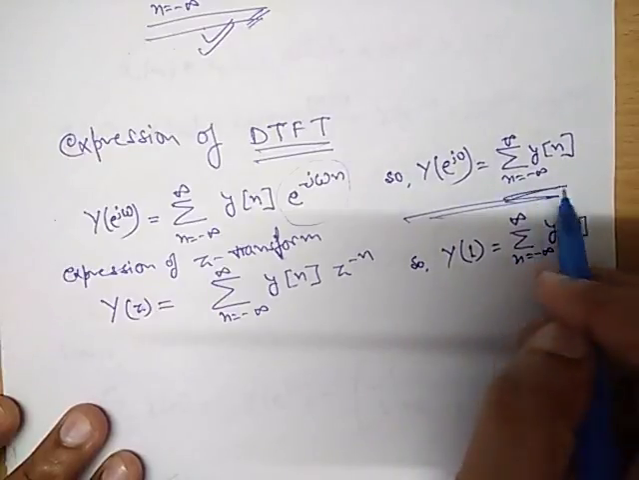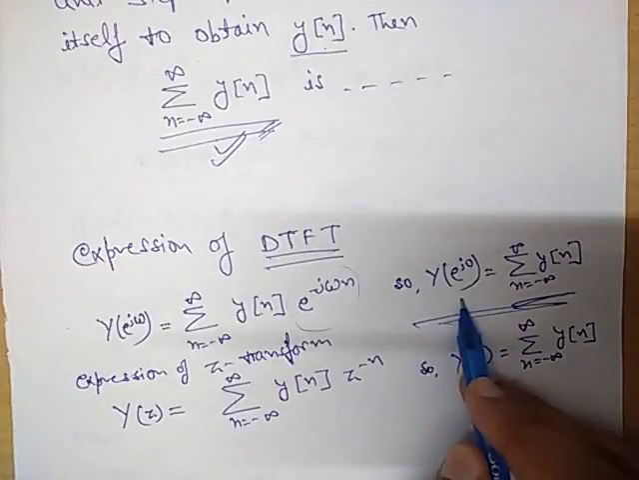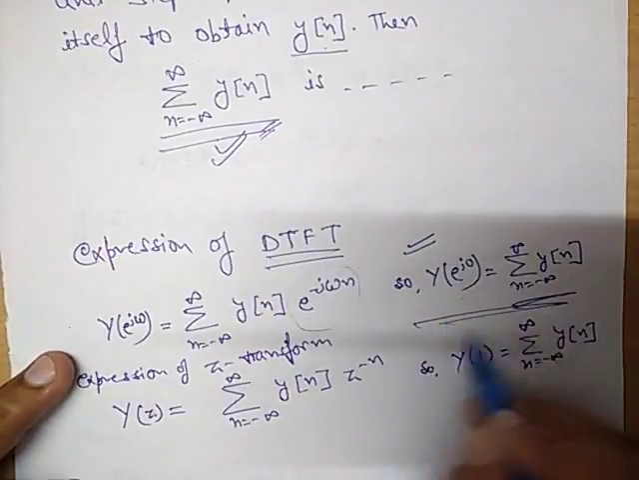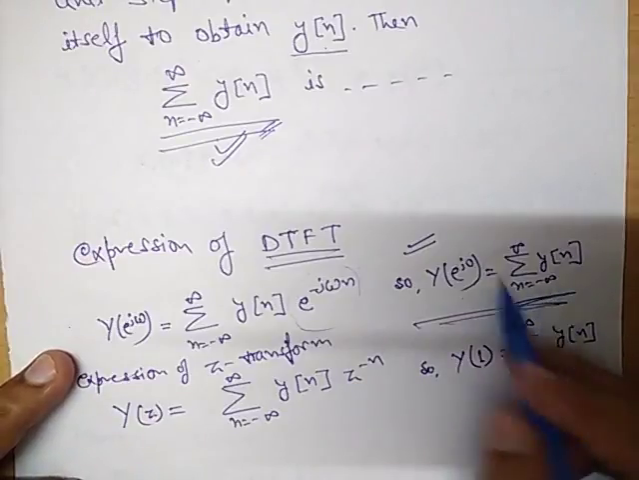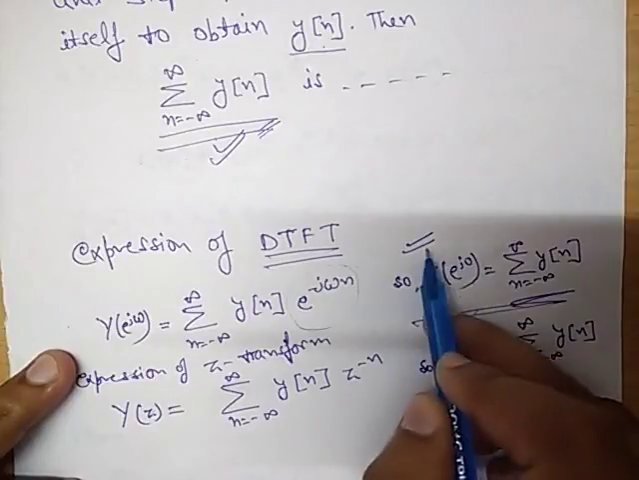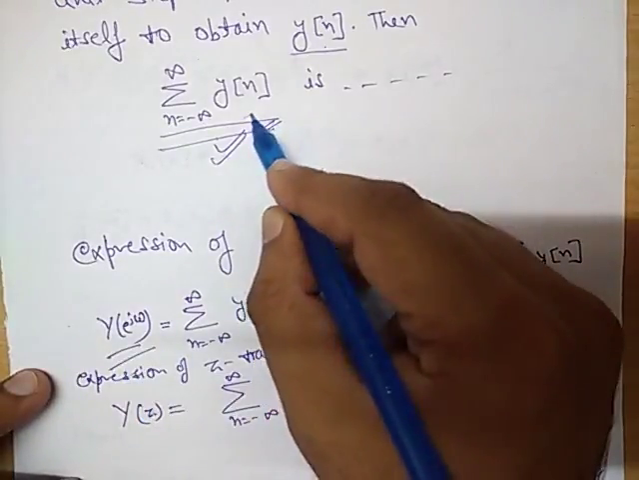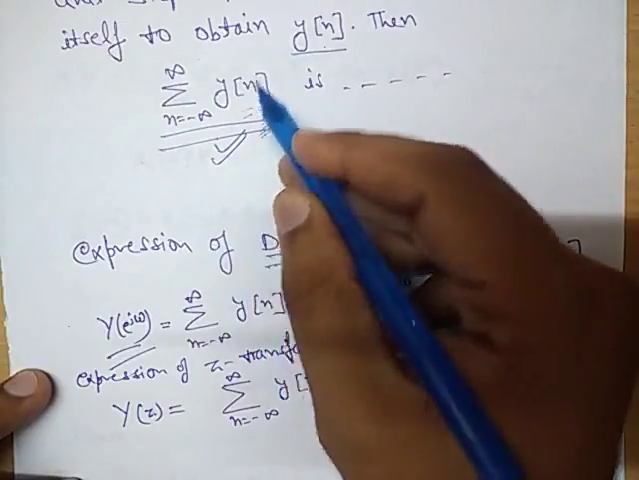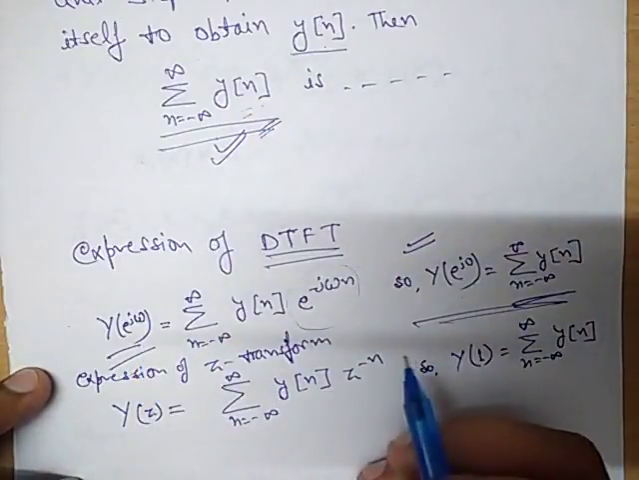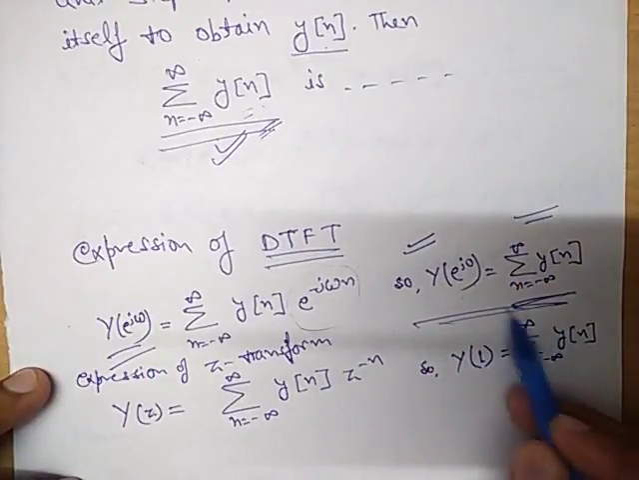What do we have to find here? We have to find the summation from minus infinity to infinity. So we can easily deduce that Y(e^{j0}) gives the same thing. If we can somehow find the DTFT, Y(e^{jω}), of this signal y[n], then by putting ω equals 0 in that equation, we can easily find the final value.